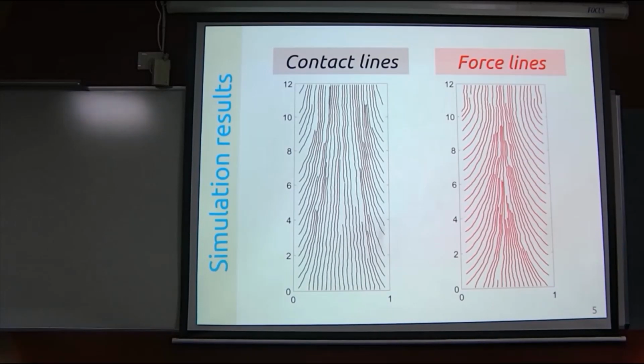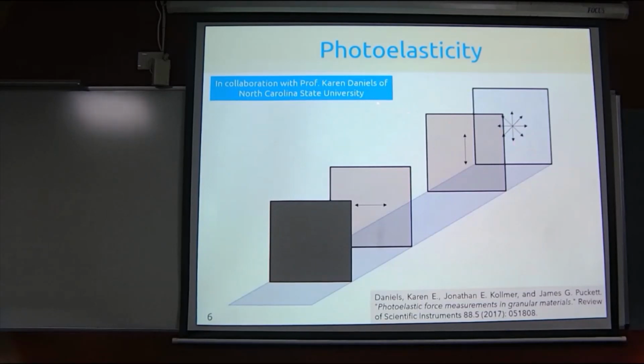There are more contacts towards the wall, so the weight of each particle is shifted towards the wall. This was the simulation result, and there has never been experimental validation of the anisotropy in the static system. So we tried to do an experiment with photoelastic materials. Granular materials are really difficult for particle scale measurements. So photoelasticity is one such approach where we can actually measure the contact force.